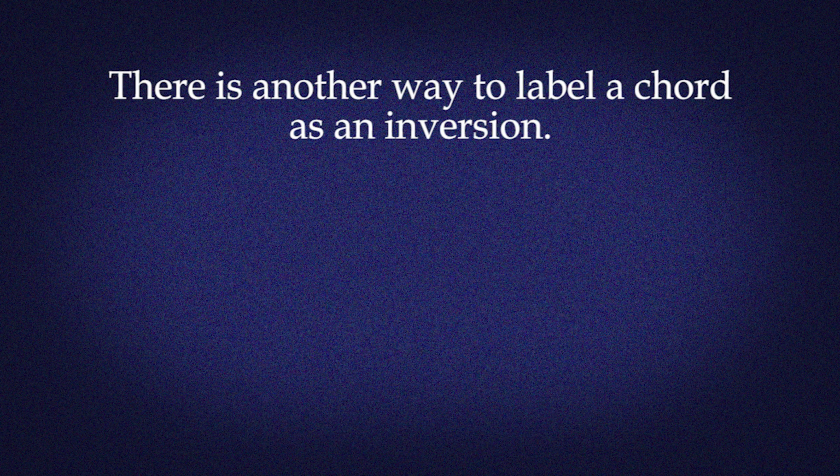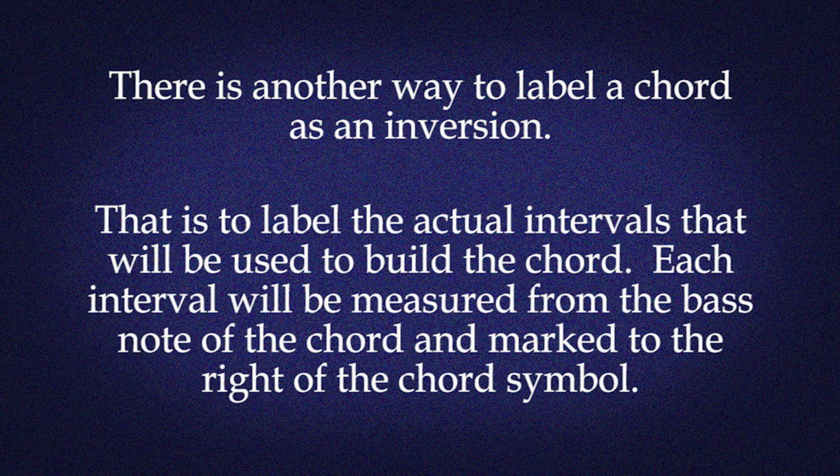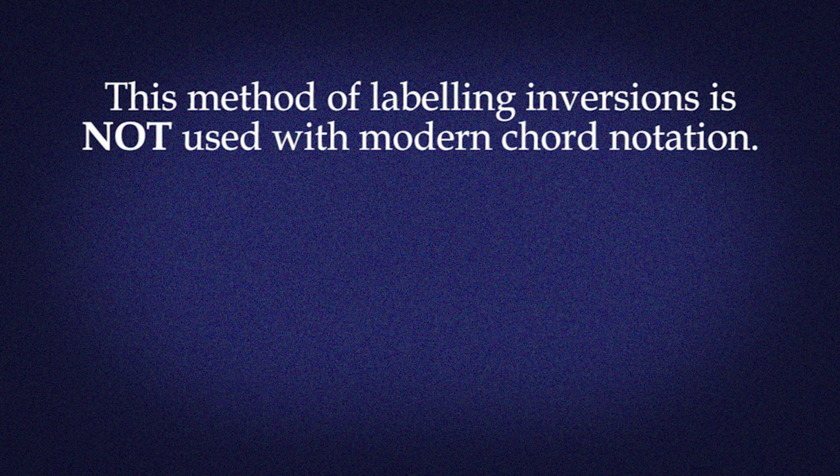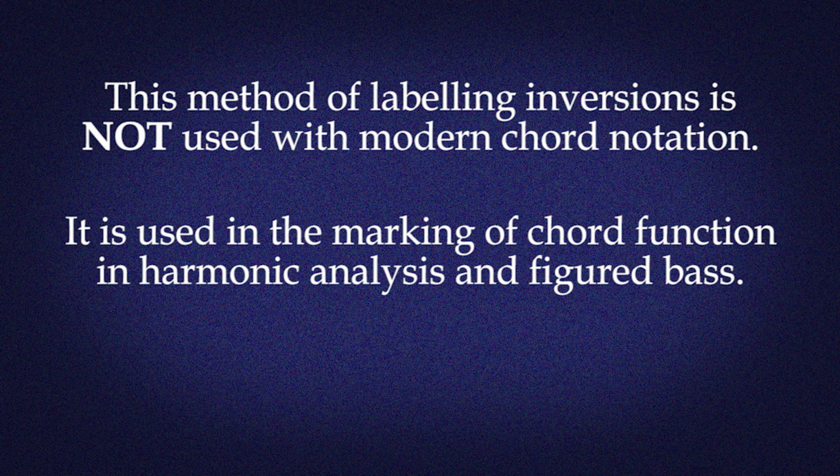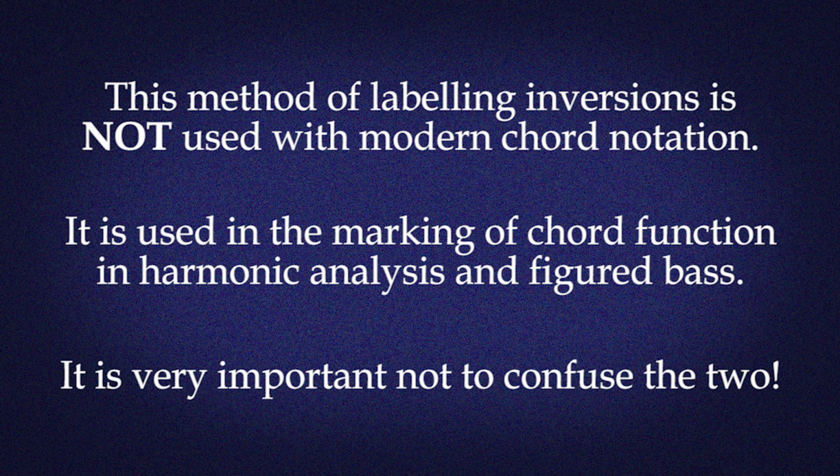I mentioned earlier that there is another way to notate a chord inversion. That is to label the actual intervals that will be used to make up the chord. For this method, we will measure both intervals from the bass note of the chord and mark the size of the intervals to the right of the chord's name. However, this method of labeling inversions is not used in modern notation. It is used in the marking of chord function in harmonic analysis. As you'll see in a minute, it is important not to confuse the two.